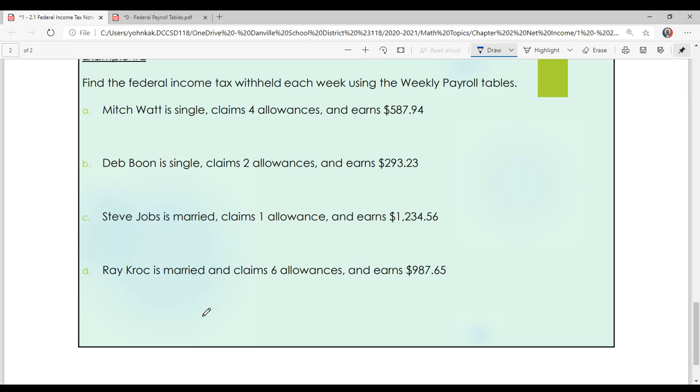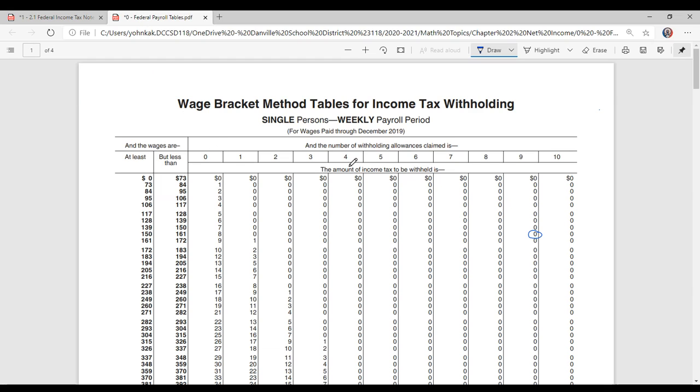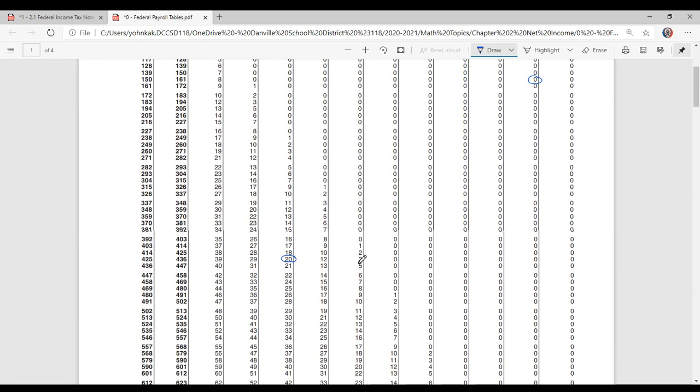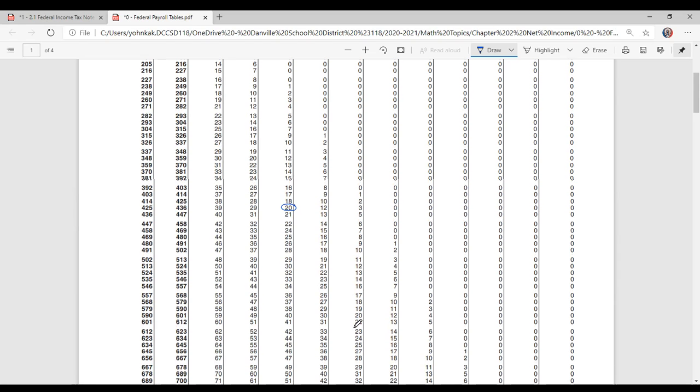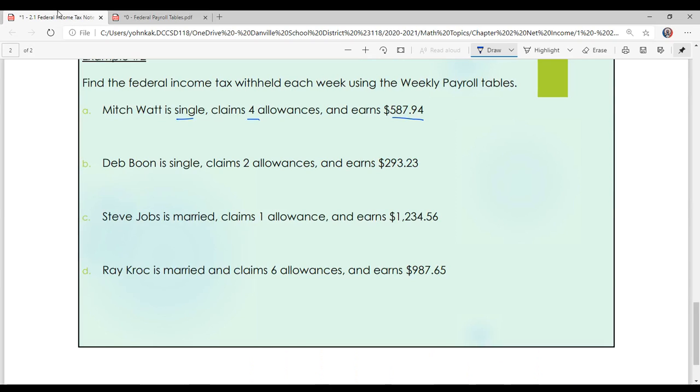Okay, here's some more. Find the federal income tax withheld each week using the weekly payroll tables. Mitch Watt is single, claims 4 allowances, and earns $587.94. So single, 4, $587.94 is right here at $19. Okay, so that's 19.